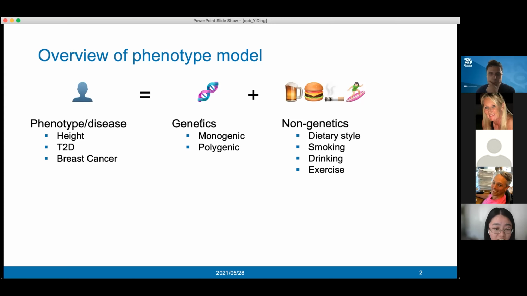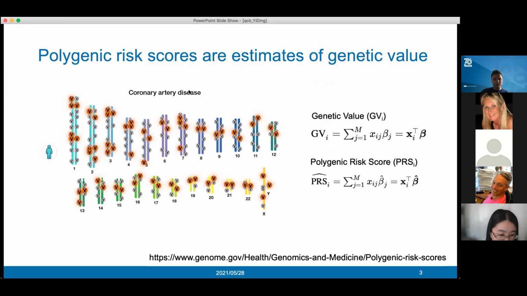For example, most Mendelian diseases are usually monogenic, which means they are controlled by a limited number of genetic variants with very large effect sizes. While most complex traits, like type 2 diabetes, breast cancers, height, have a polygenic genetic architecture, which means they are controlled by many genetic variants with small effect sizes. Let's take coronary artery disease, for example. The variants that can cause coronary artery disease are dispersed in the whole genome.